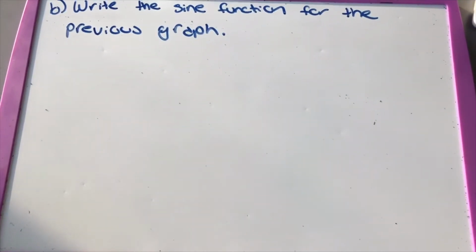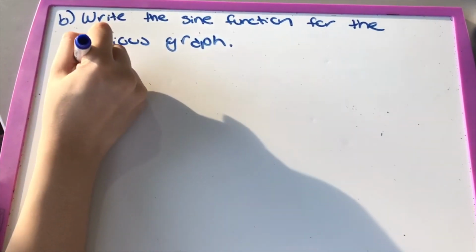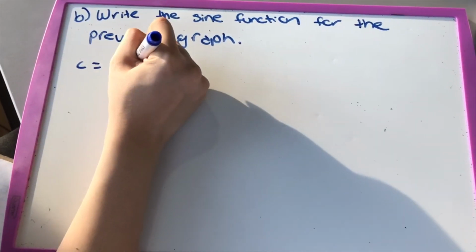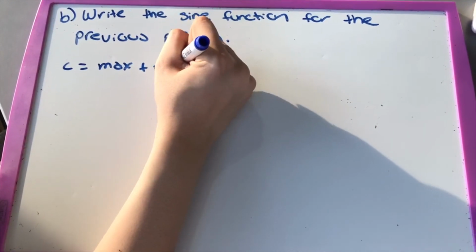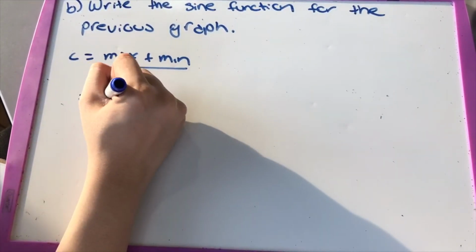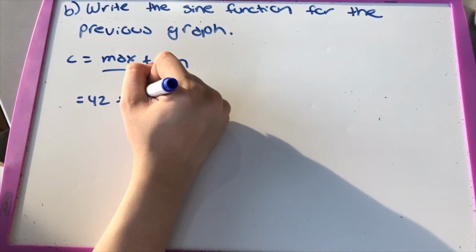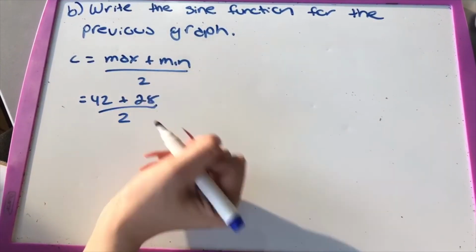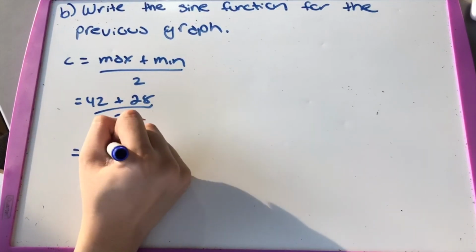Next we have to find the equation of axis, so that would be our c value, and how we find that would be our max plus min divided by 2. So our maximum again was 42, and then our min was 28, and we divide that by 2 again. And that gives us 35.